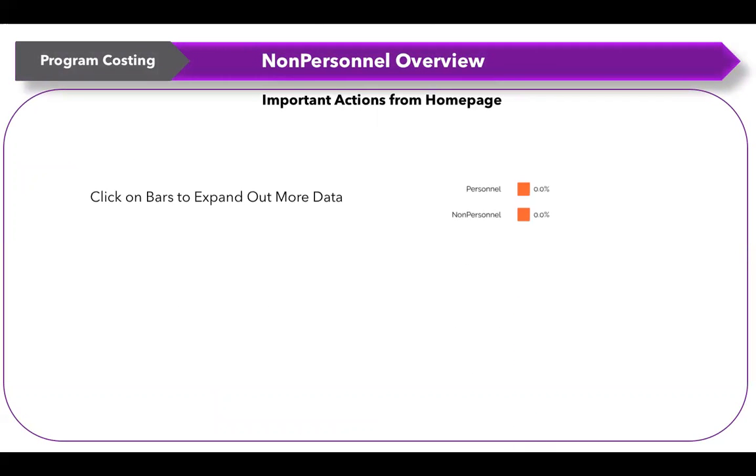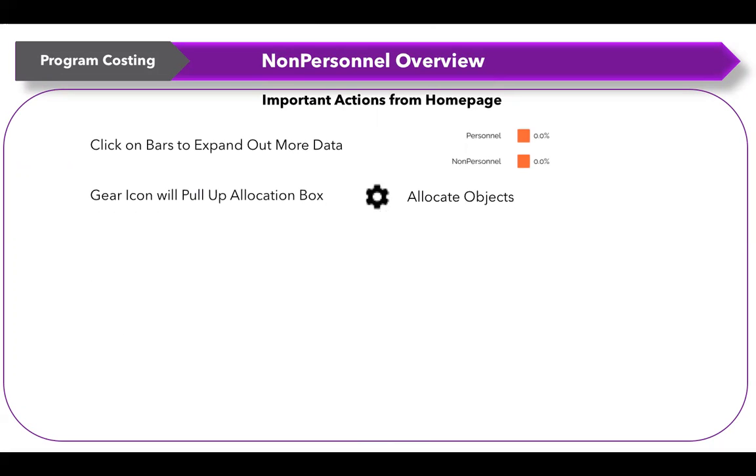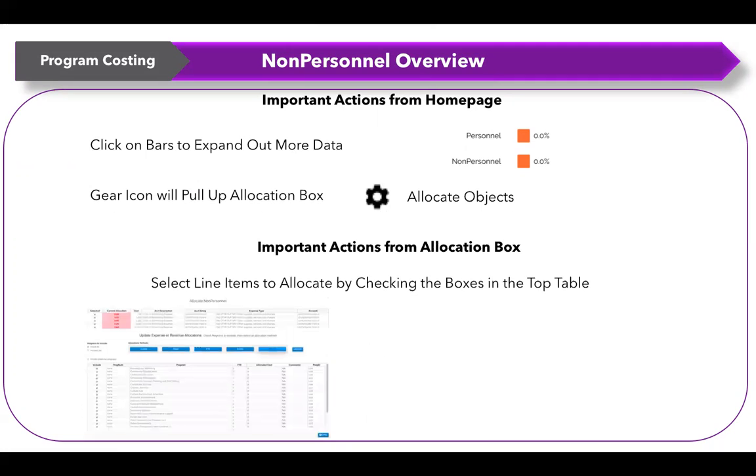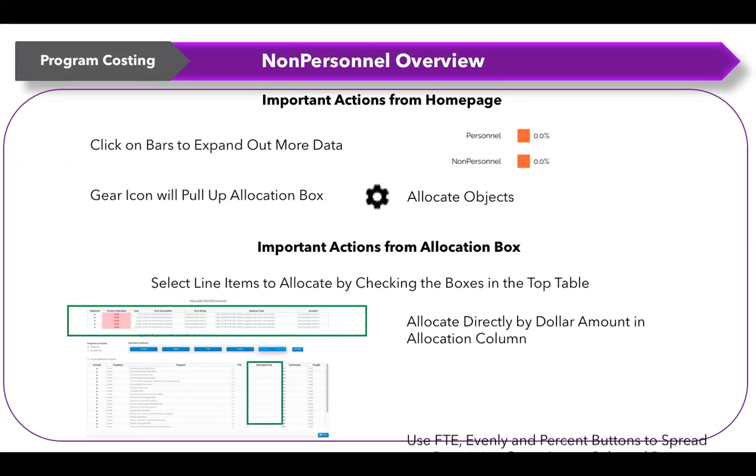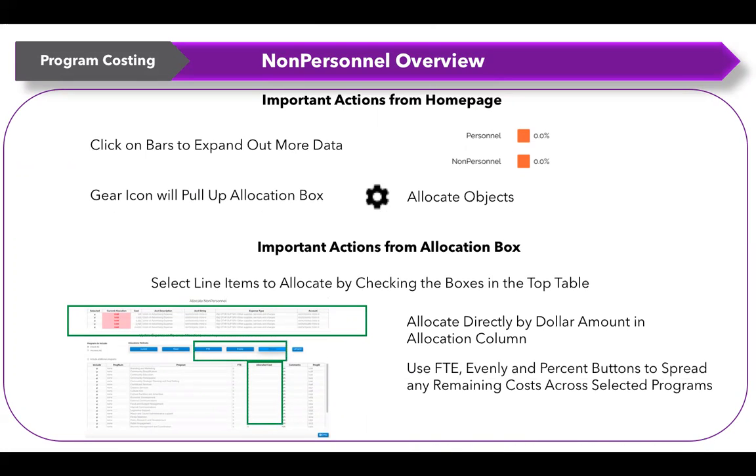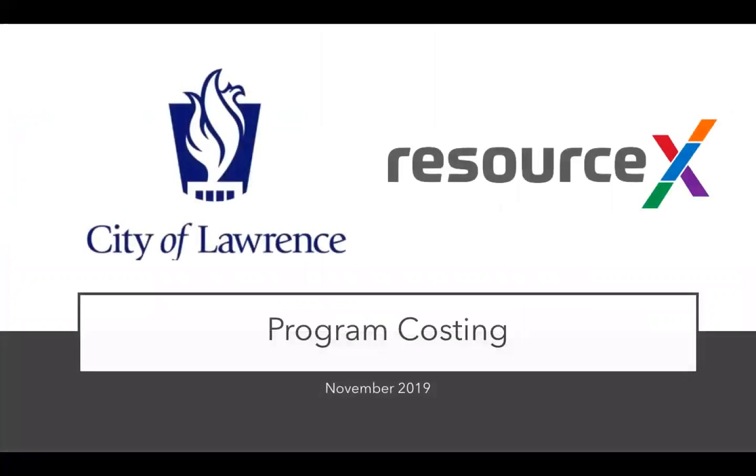Okay, again, just the high-level summary. Click on bars, hover to get the allocation gear, and then important actions. Select the line items to allocate directly by dollar amount, spread by FTE or evenly, and then save your allocations by clicking update. If you do click out of the box without clicking update, you will lose your work, so please remember to click that update box. Okay, so that is kind of the quick reintroduction of program costing.